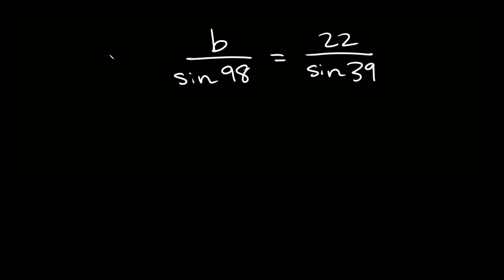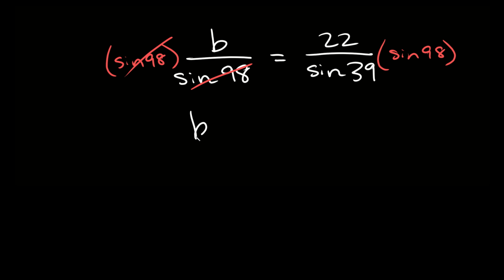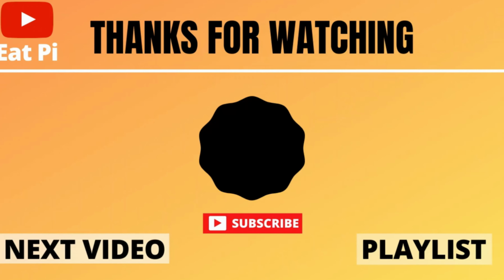All right, so again, we just want to solve for B over here, so let's get rid of the sine of 98 by multiplying both sides by the sine of 98, like so. Those cancel out. So here we get that B is equal to, again, approximately this whole thing right here, which is 34.62 feet. Boom.